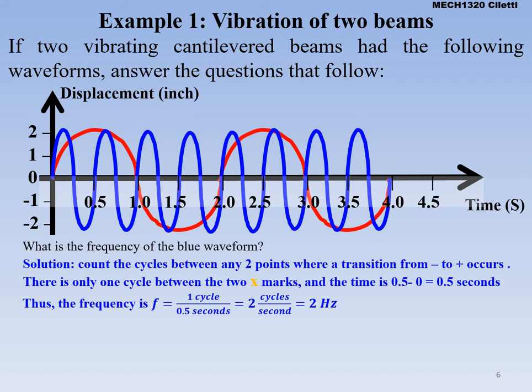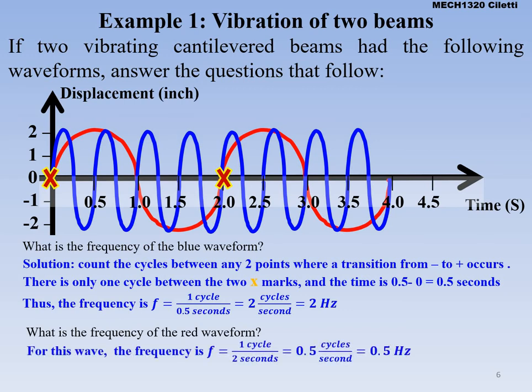Okay? So, next, what's the frequency of the red wave? Well, how long does it take for this guy to complete 1 cycle? If you're looking at this, it takes 2 seconds for that wavelength to complete 1 cycle. So in this case, you're going to have 1 divided by 2, which is 0.5 cycles, which ends up being 0.5 hertz, or we say half a hertz.